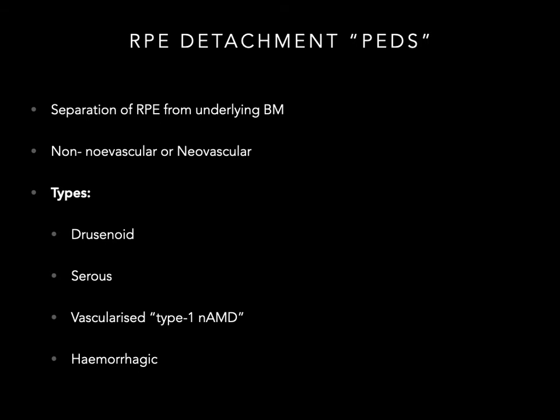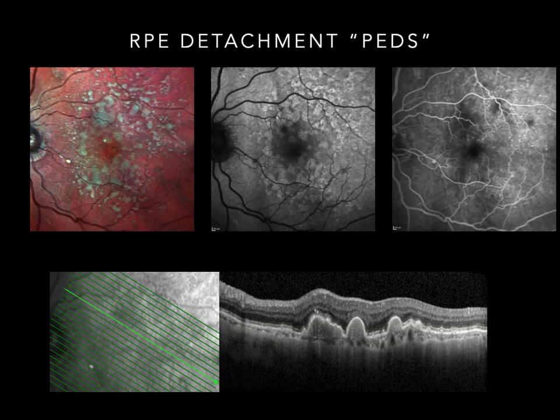The second of the features of AMD is the RPE detachments or PEDs. RPE detachments or PEDs mean separation of the RPE from the underlying Bruch's membrane. It could be non-neovascular or neovascular. Four major types of PEDs are described, namely drusenoid PEDs, serous PEDs, vascularized PEDs, and hemorrhagic PEDs. Drusenoid PEDs are a high-risk form of non-neovascular AMD. Their size is about 350 microns or more.